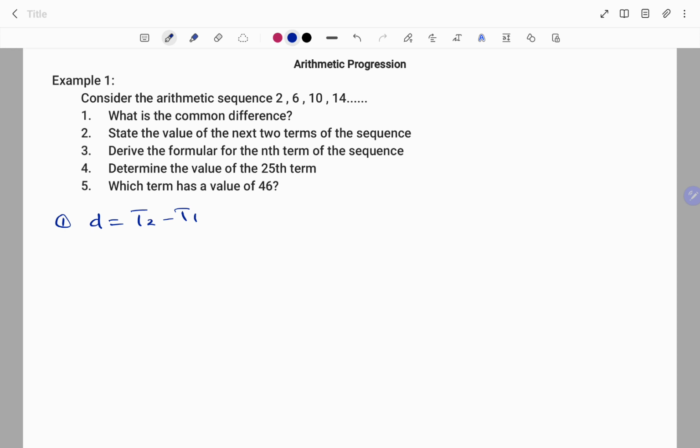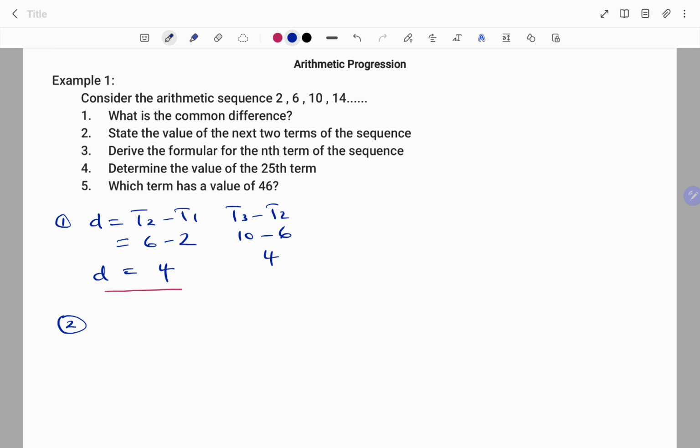For this question, we are going to have 6 minus 2. This must also be equal to T3 minus T2, which is going to give us 10 minus 6. Thus, our d is going to be 6 minus 2 is 4, and the confirmation is 10 minus 6, which is also 4.